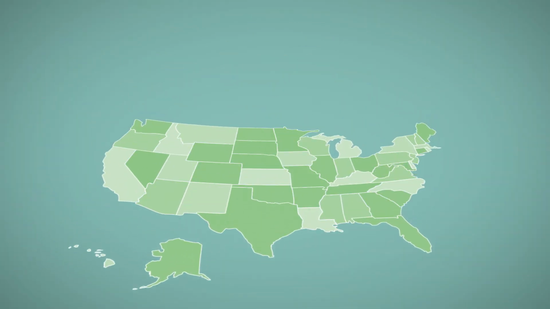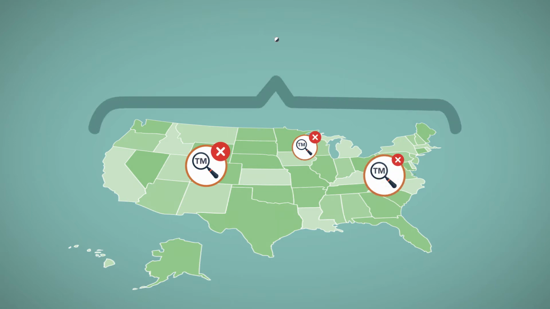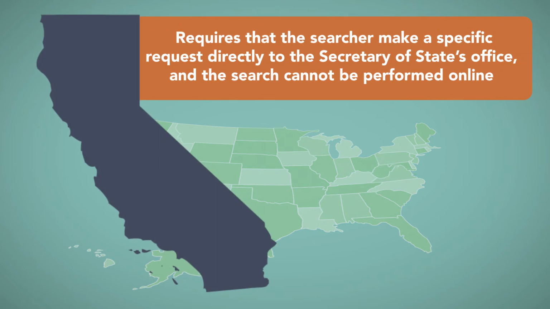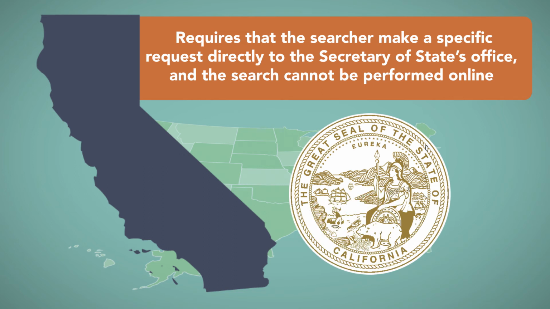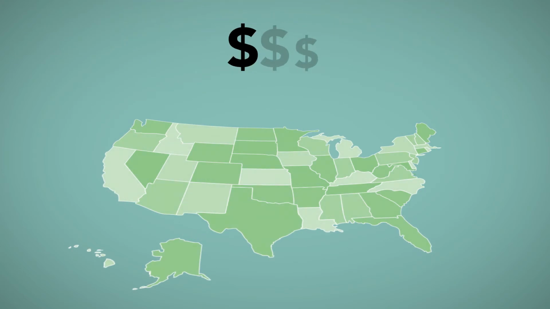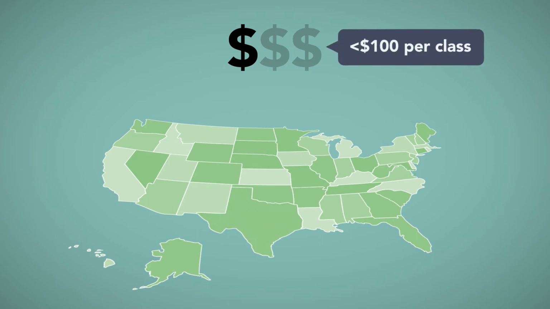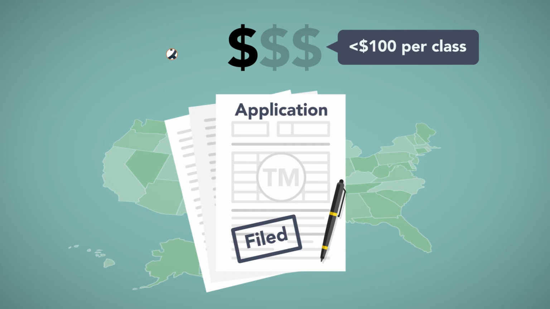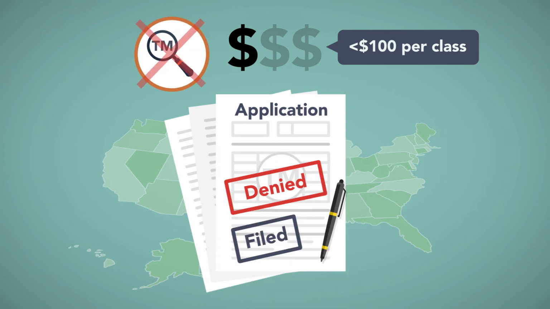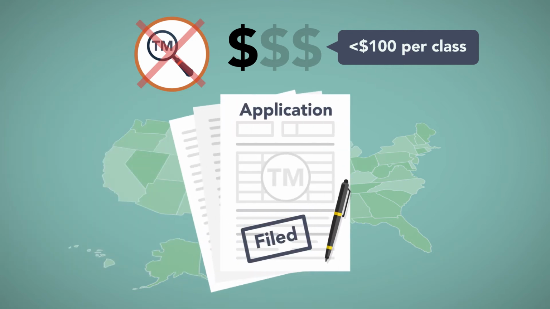Although all states maintain lists of trademarks registered in the state, searching state trademark databases is often much more difficult than searching the federal databases. For example, California requires that the searcher make specific requests directly to the Secretary of State's office, and the search cannot be performed online. Because state trademark registration is so cheap, usually much less than $100 per class, it is often more cost-effective to simply file a proposed registration in a state without searching the state database. If it's denied, one can simply refile an amended application.